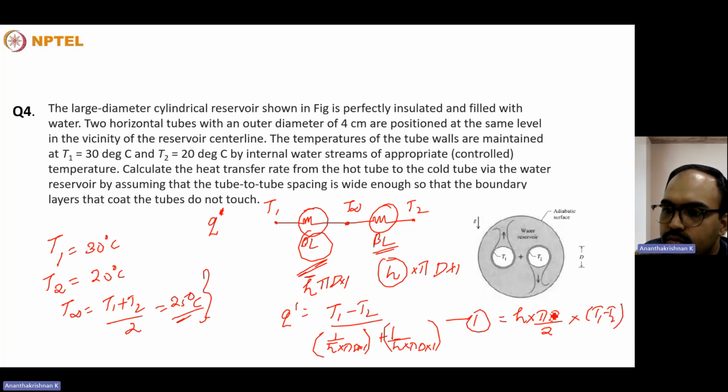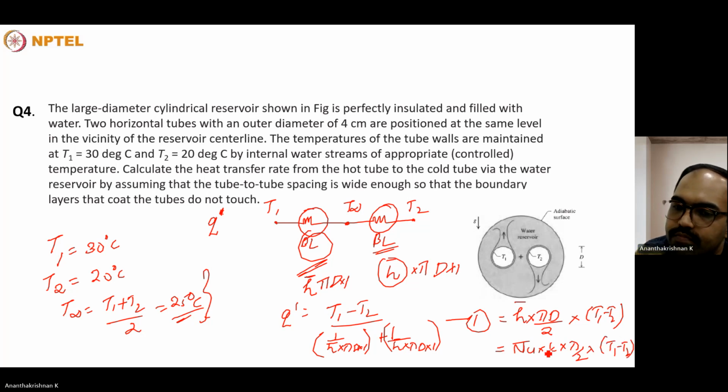So h D could be written as Nusselt number into k. So the average Nusselt number into k into pi by 2 into (T1 minus T2). This will be the heat transfer rate.